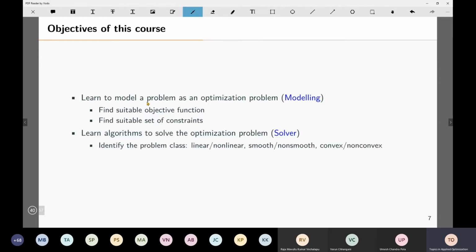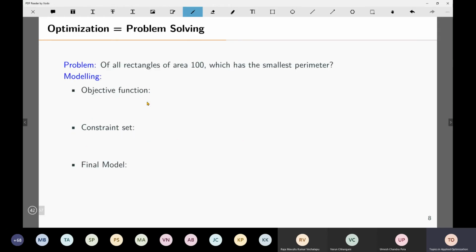To get a good solver, you need to know the parameters involved in your model. What was the type of your function? What were the dimensions over which the function is defined, and so on. So you need to know that, and then you propose a solver.